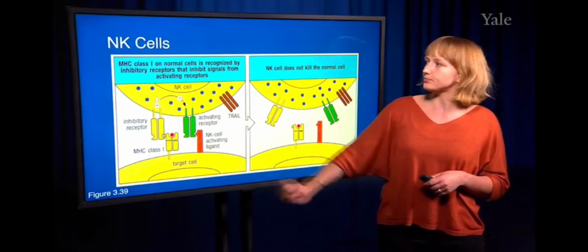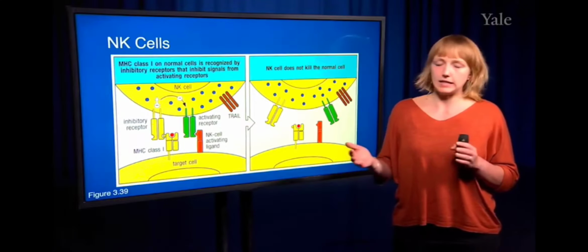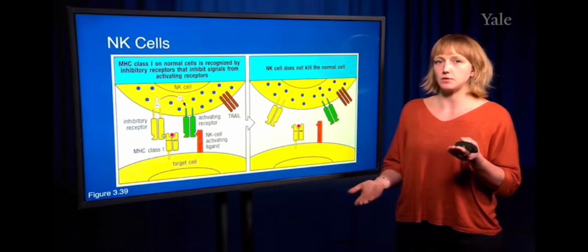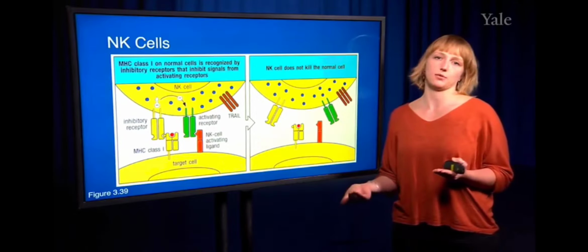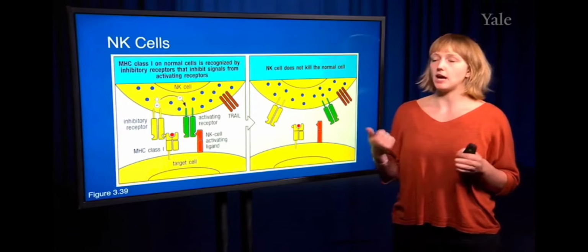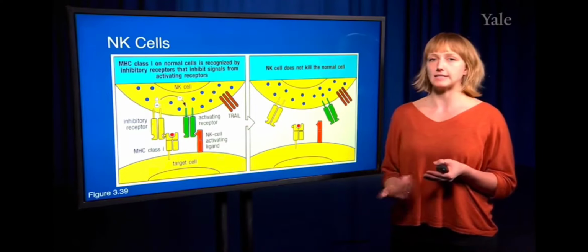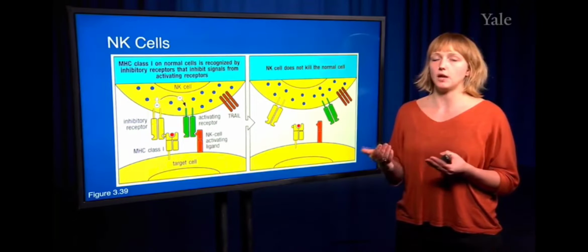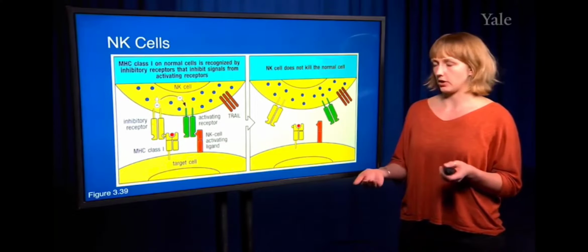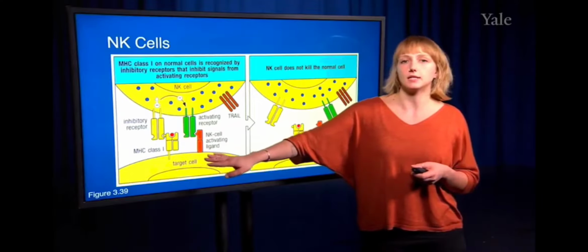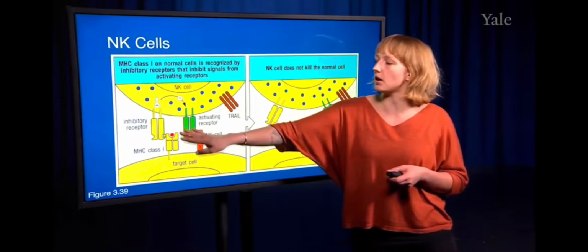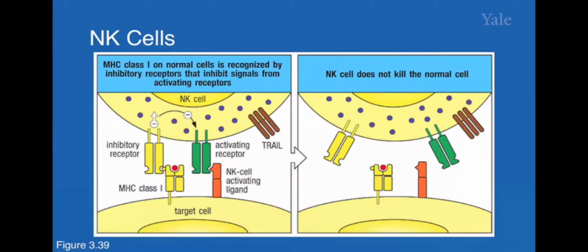So NK cells are activated by a balance between signals through the inhibitory receptor and signals through the activating receptor. So for example, if you have more inhibitory signal than activating signal, the NK cell will not be activated and will not kill the target cell. As you can see here, the inhibitory signals that the NK cell is receiving from the MHC class I molecule are inhibiting the activation of the activating receptor such that the NK cell does not kill the normal cell.